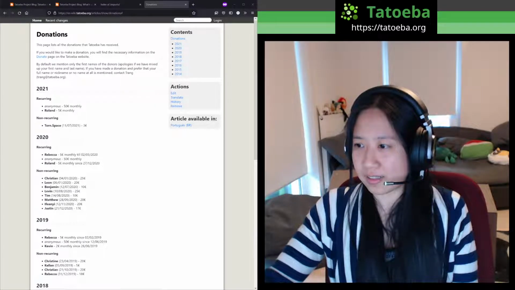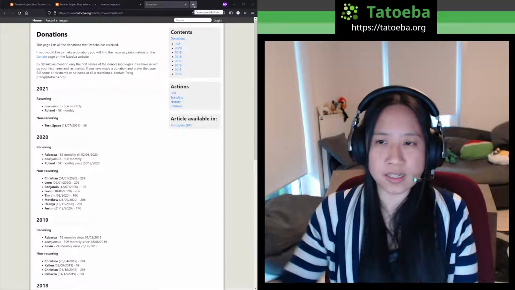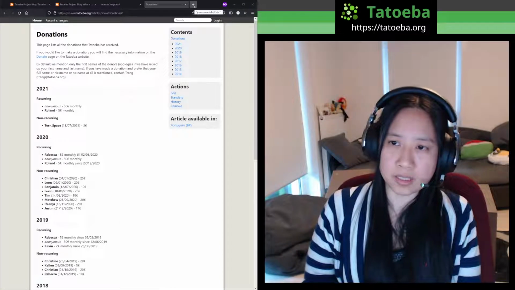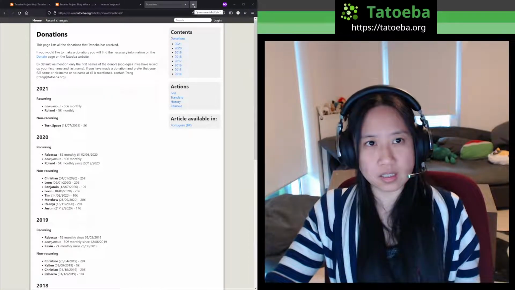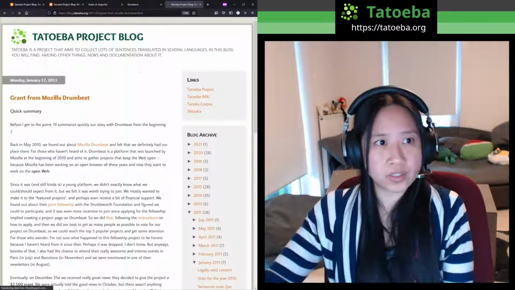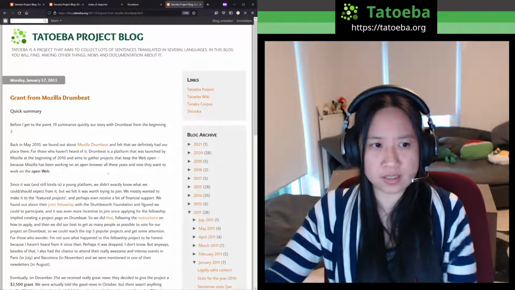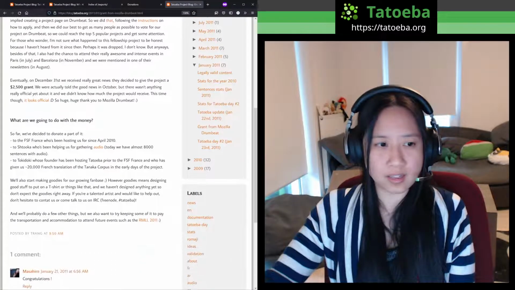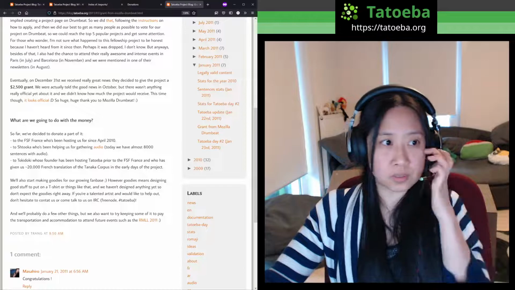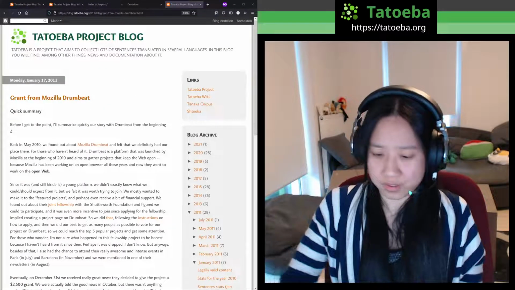But if we go back a little bit more in time, besides donations, Mozilla has actually been the biggest organization that has helped us financially, starting back in 2011 actually, where they had a platform called Drumbits, and I put Tatoeba as a project in there, and it got a bit of visibility, and from there we actually received a small grant of $2,500 back then. So that was a very long time ago, 10 years ago.